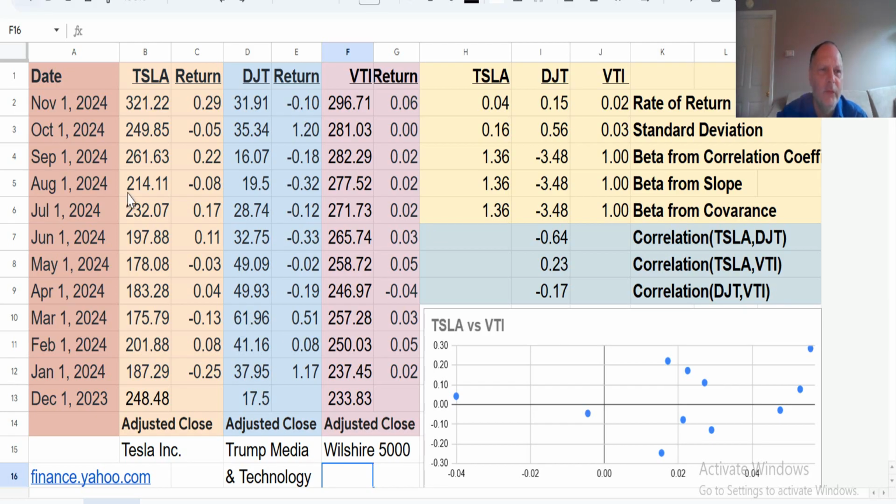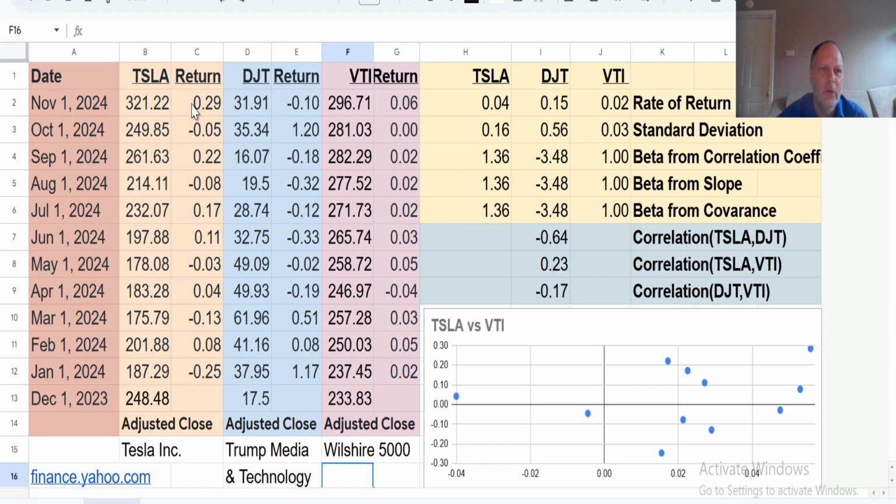which is the S&P 500 plus smaller stocks. We will look at data from a small time period from December 1st of 2023 on a monthly basis to November 1st of 2024. We will use this data to show how to use Excel to calculate rates of return, standard deviations, and beta.